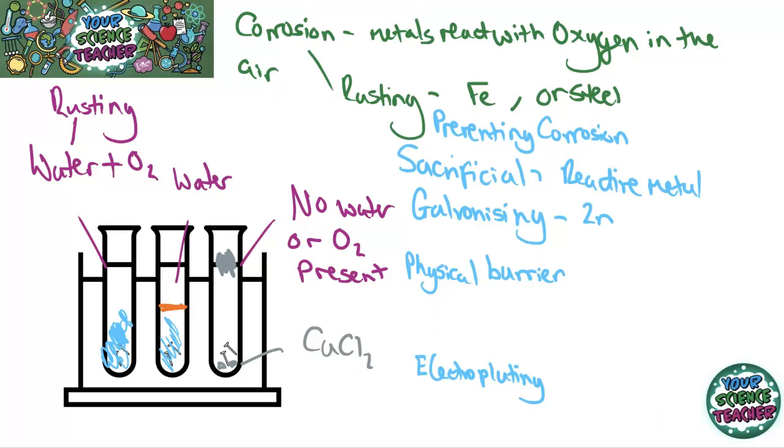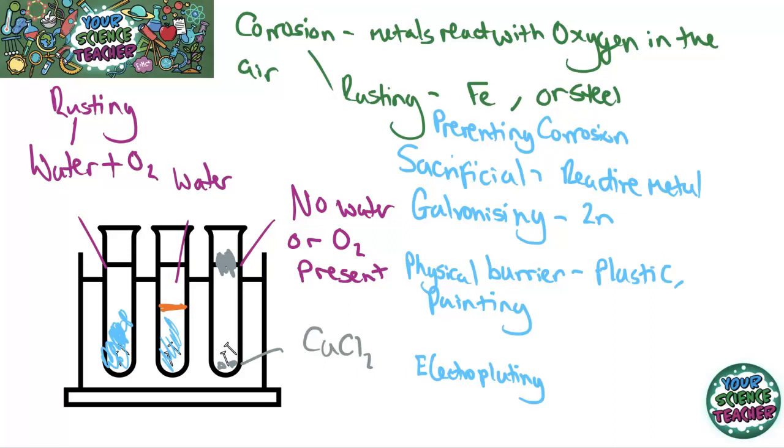and this will corrode, leaving the metal underneath to be safe. The next method is the physical barrier method, which prevents oxygen or water from getting towards your metal, and this can be done using things like plastic or painting your metal, and all this is doing is preventing water from getting to the surface and preventing oxygen from getting to the surface.